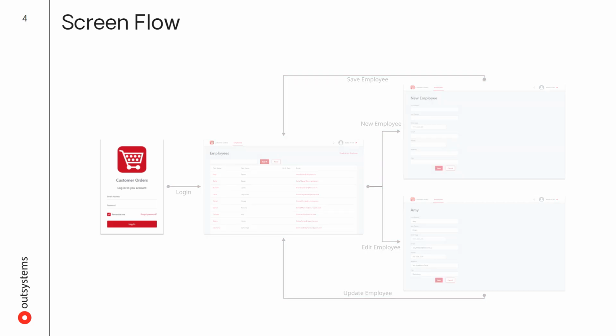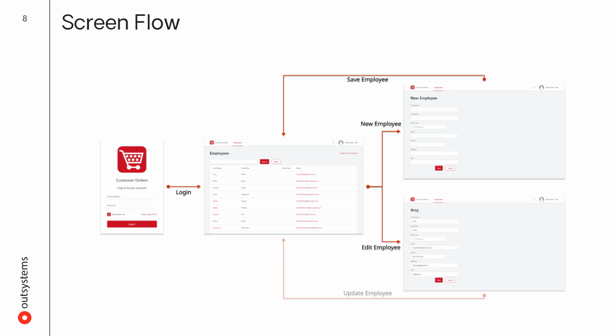For instance, end users would start from the login screen. After logging in, they would see the list of employees. They can then add new employees. And after saving the new employee information, return back to the list screen. Editing information about an employee is also possible. Editing will update data stored in the database. In this diagram, we can see how end users can navigate between the existing screens of an application.